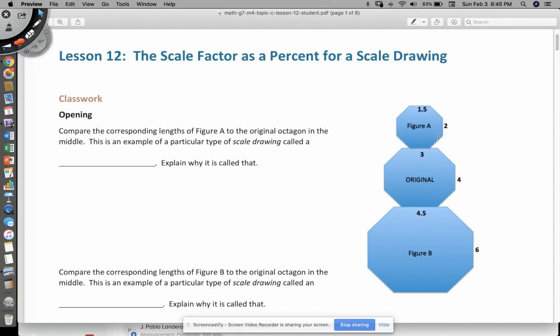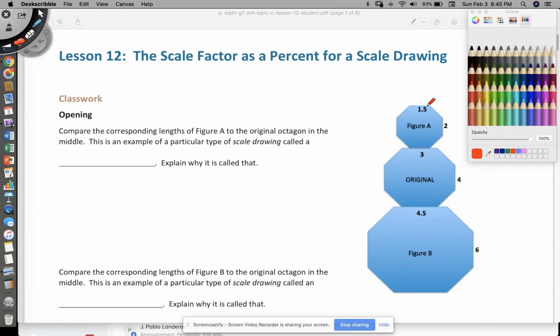Then we have a smaller version, figure A, and a larger version, figure B. Looking at that, we can look at these opening questions. Compare the corresponding lengths of figure A to the original octagon in the middle. This is an example of a particular type of scale drawing called a reduction. This is when we reduce an image. If you look at the original and we're going to figure A, we're reducing the image.